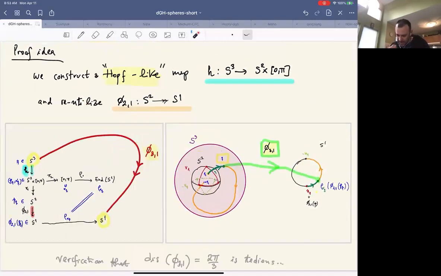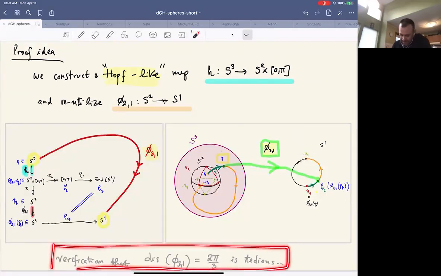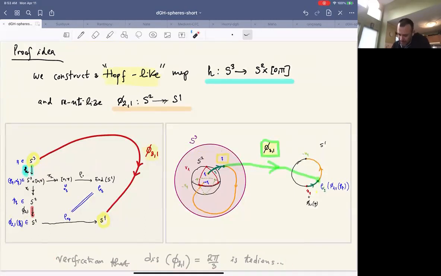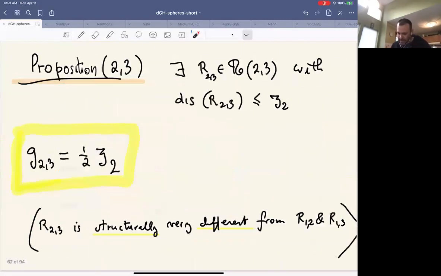Now, this seems very, I mean, a construction for which there may be no intuition that I can give you right away, but this was an insight that came at some point that we should try something like this. We tried it, and then eventually we verified that the distortion of this map is actually 2π/3. And the verification leads to contemplating a very tedious case-by-case analysis.